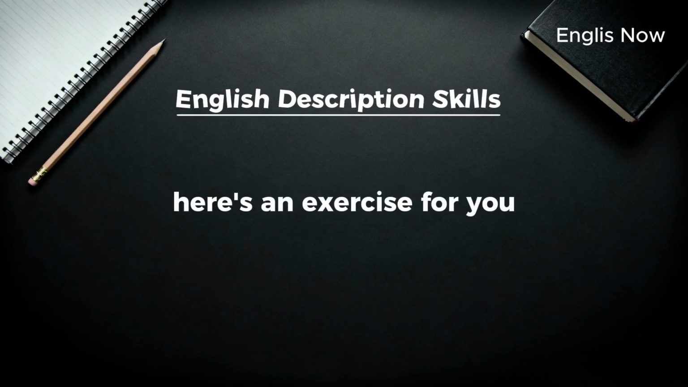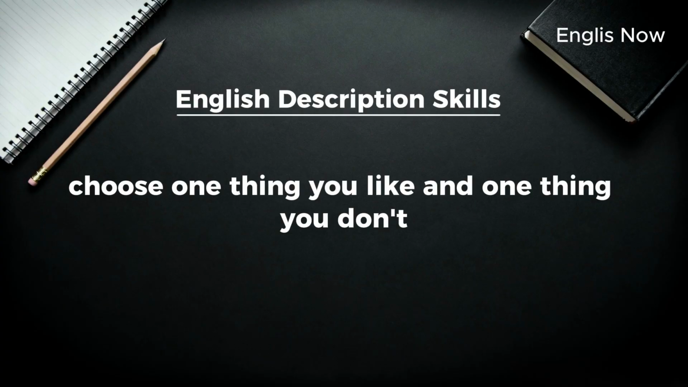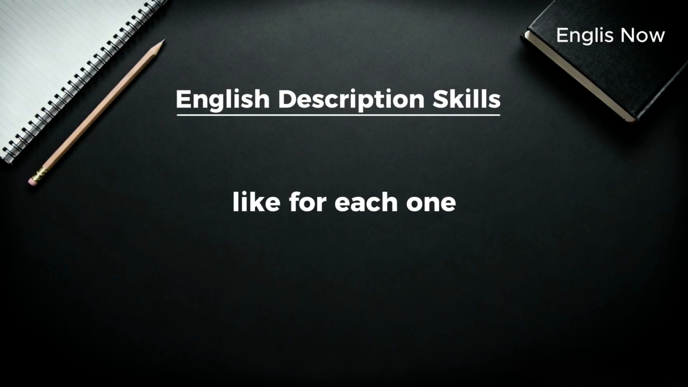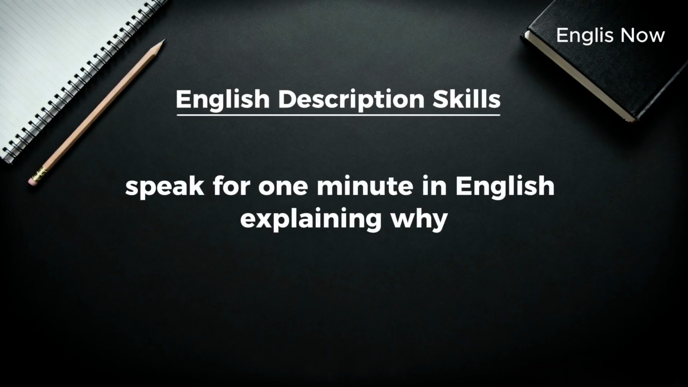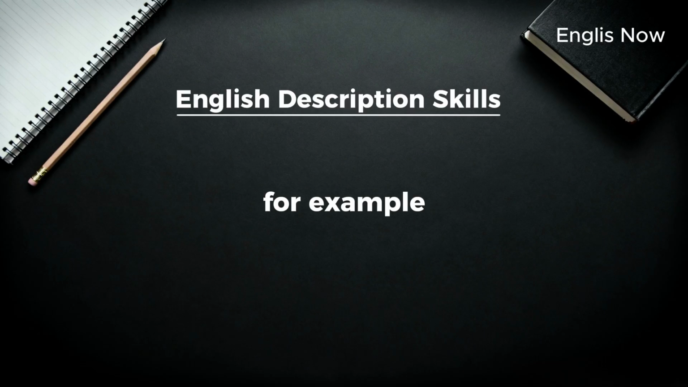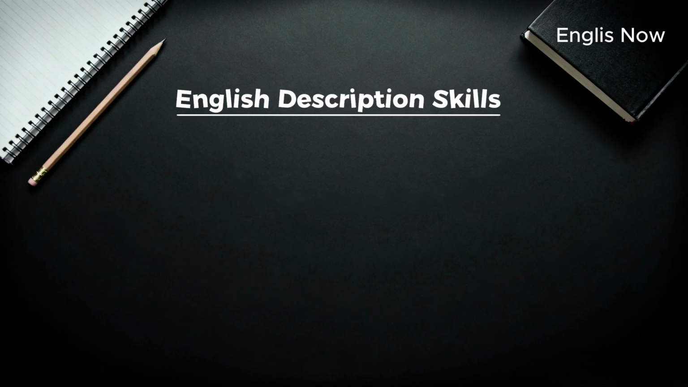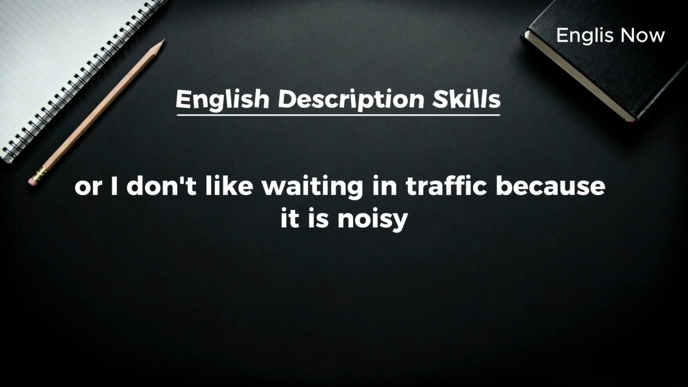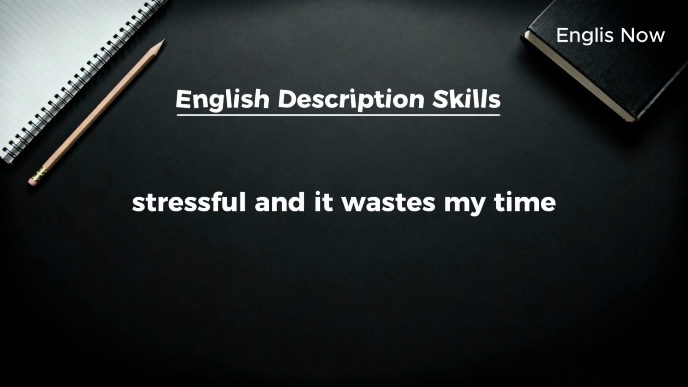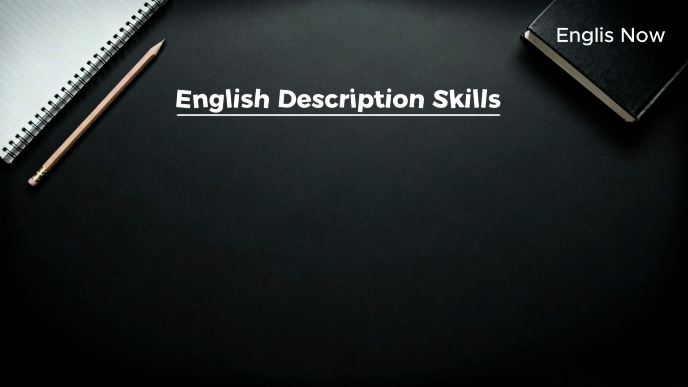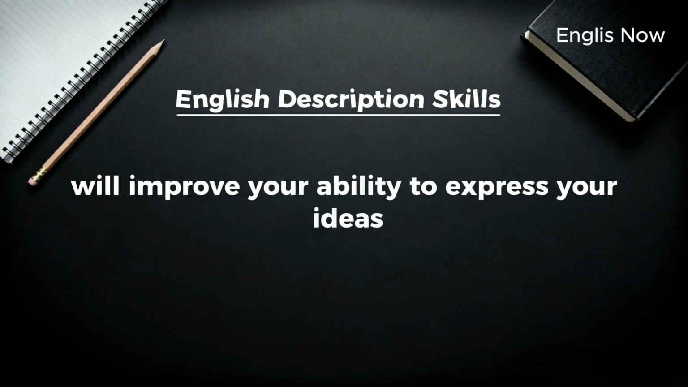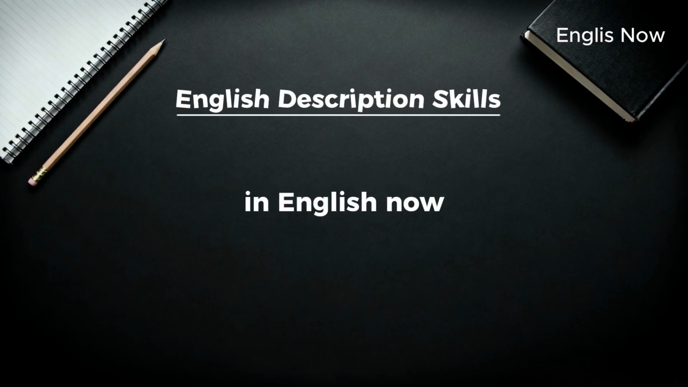Here's an exercise for you. Choose one thing you like and one thing you don't like. For each one, speak for 1 minute in English explaining why. For example, I like walking in the park because it makes me feel calm. I can hear birds, I can enjoy the air, and it helps me think clearly. Or, I don't like waiting in traffic because it is noisy, stressful, and it wastes my time. Doing this every day will improve your ability to express your ideas in English.